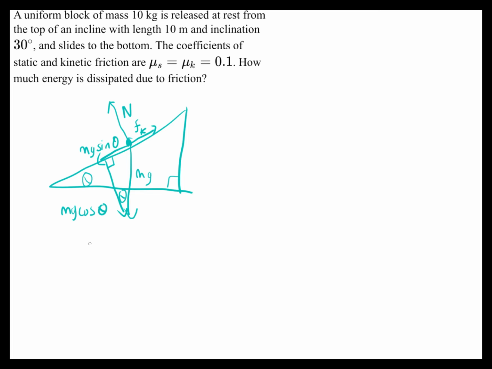And now we can start writing our equations. We actually only need to write the one for the direction perpendicular to the surface of the incline. So we have the normal force, and opposing the normal force, we have the component of gravity perpendicular to the surface. And that's going to be equal to 0, since the block is not accelerating in the direction perpendicular to the incline. So from that, the normal force is going to be equal to mg cosine theta.